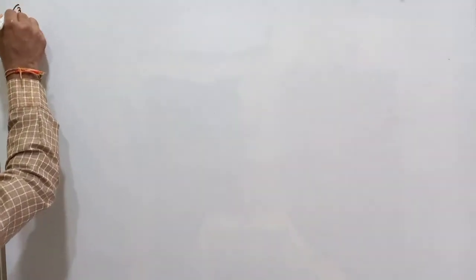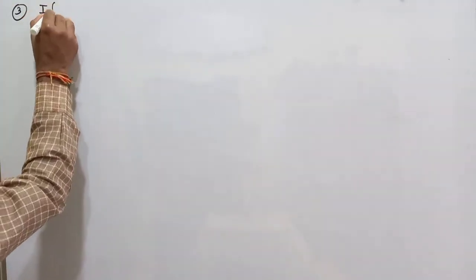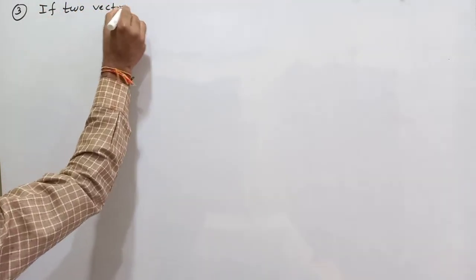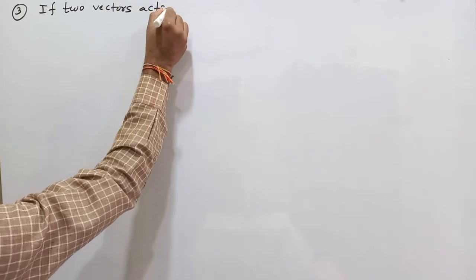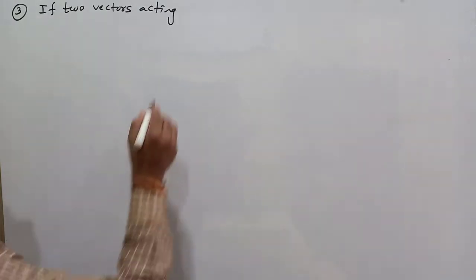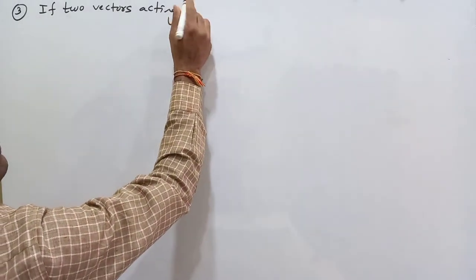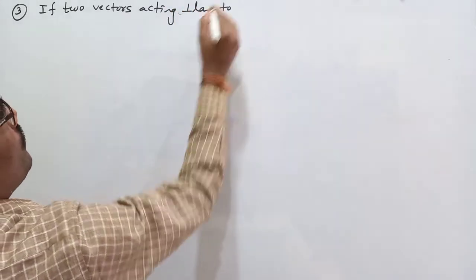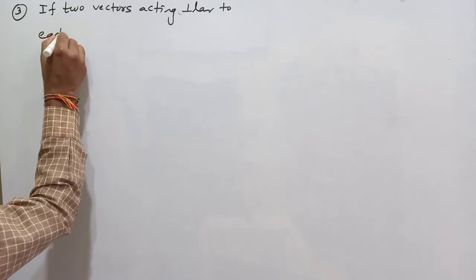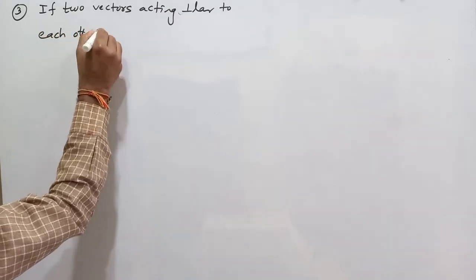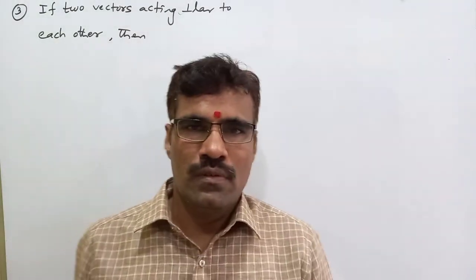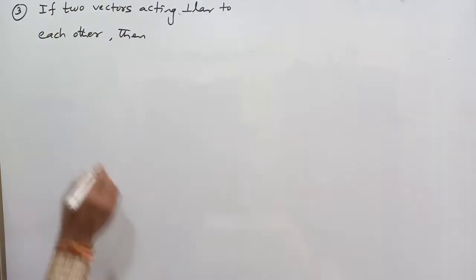Okay, third case. If two vectors acting simultaneously are perpendicular to each other, then what about the magnitude and direction of the resultant vector?